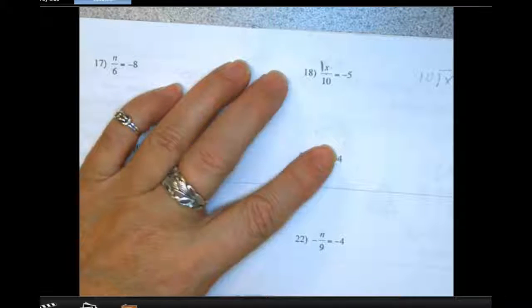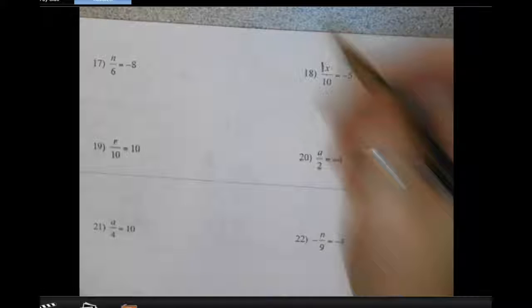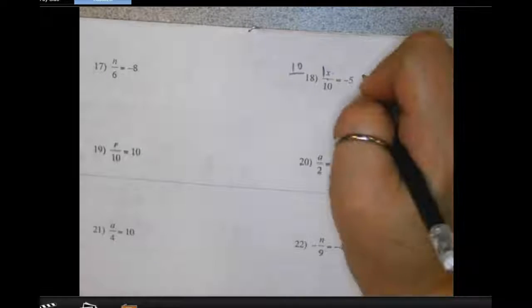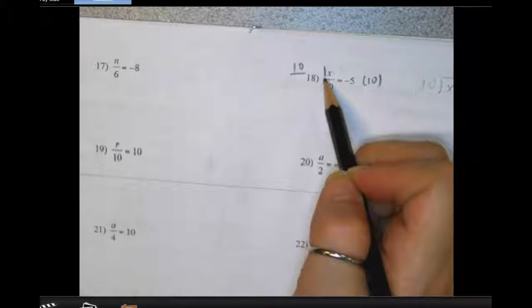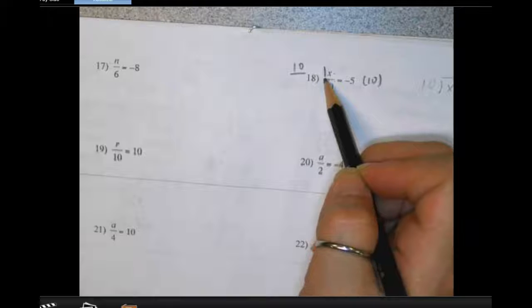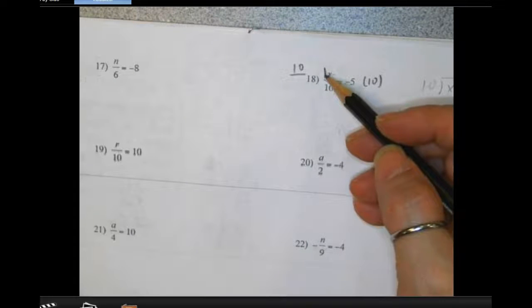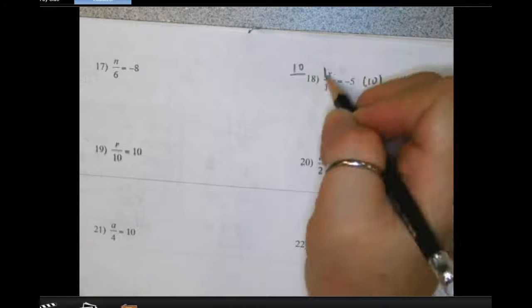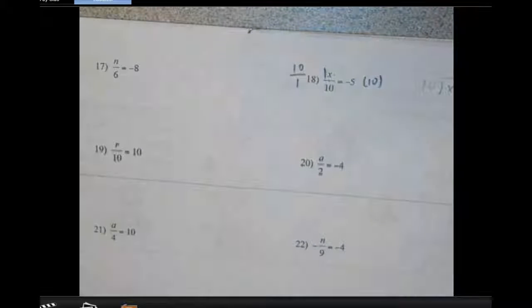And I want you guys to get used to multiplying by the reciprocal. Okay? So I could just multiply by 10, both sides. But sometimes there's going to be a number that's other than 1 there. So I want you guys to get used to multiplying by the reciprocal. The reciprocal is the flip of this fraction. So instead of multiplying by 1 over 10, I'm going to multiply by 10 over 1.